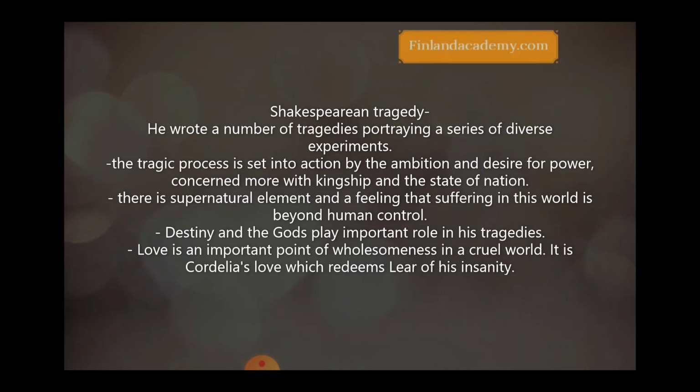We see that in his tragedies there is a supernatural element and a feeling that the suffering in the world is caused by forces of power that are beyond the control of human activity. The influence of non-human forces is felt strongly in Macbeth, Hamlet and King Lear especially. Destiny and the gods in King Lear show the influence of non-human forces on life.